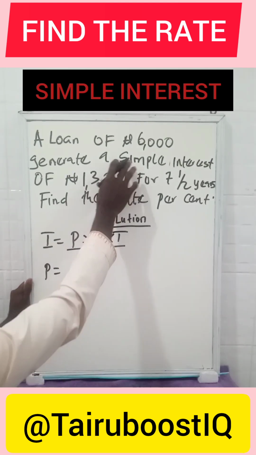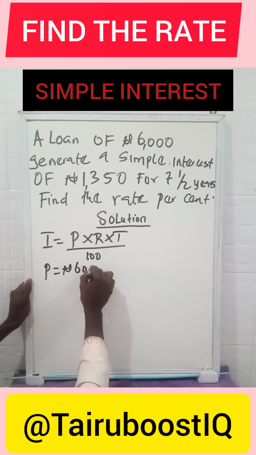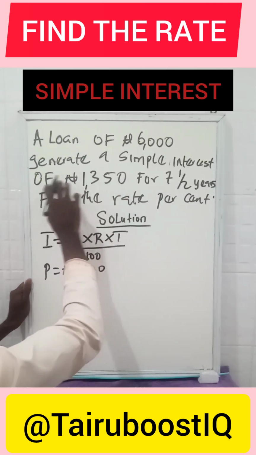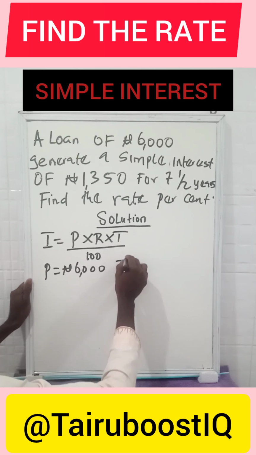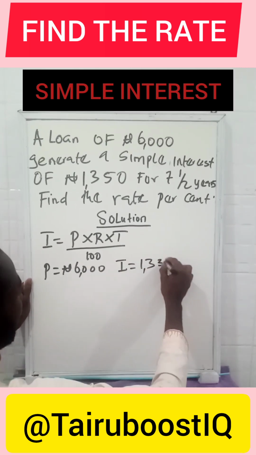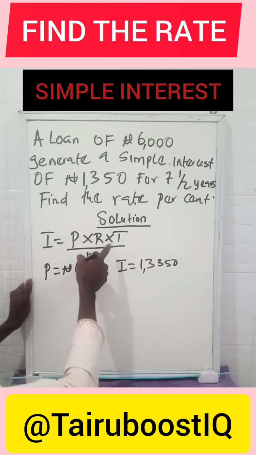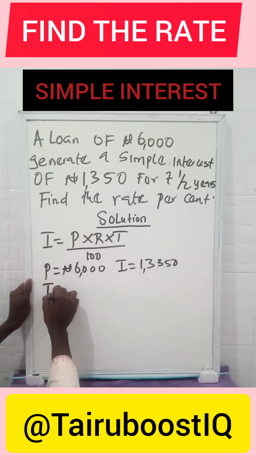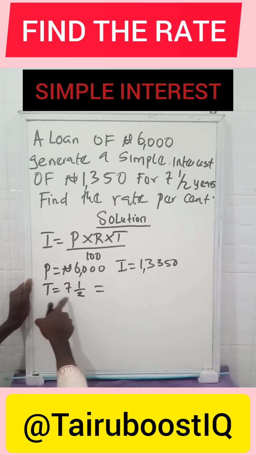Now, what is our P? They say the loan is 6,000 naira. That 6,000 will generate a simple interest of 1,350. That means our interest is 1,350 naira. For how many years? T is given for 7.5 years.